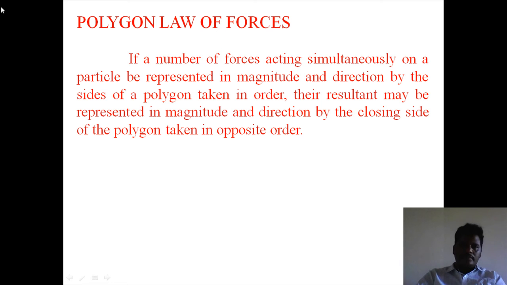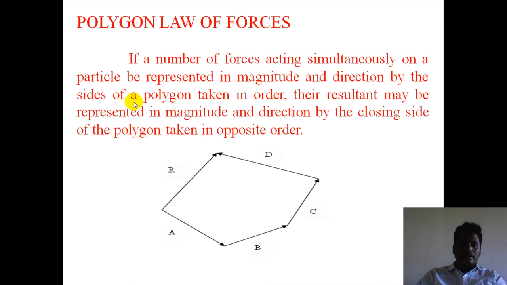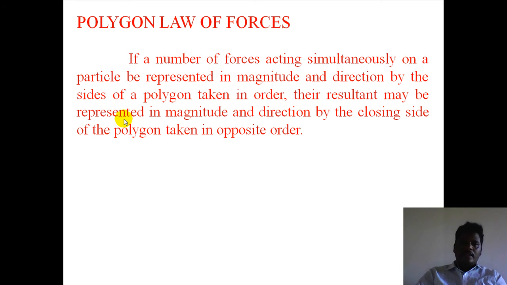Next, polygon of forces. If a number of forces acting simultaneously on a particle are represented in magnitude and direction by the sides of a polygon taken in order, the resultant is represented in magnitude and direction by the closing side of the polygon in the opposite direction. When there are two or more forces acting on a body, we can go for the polygon law of forces.